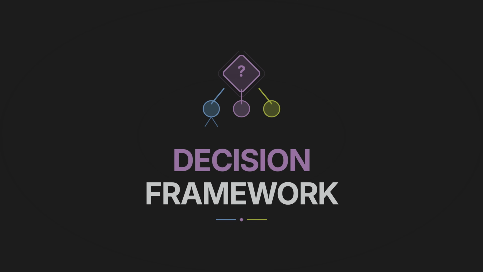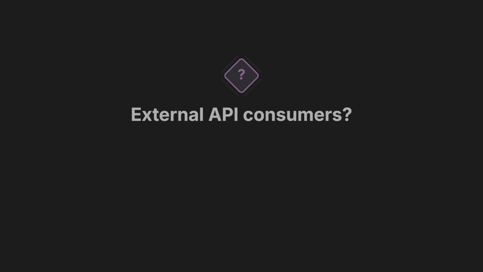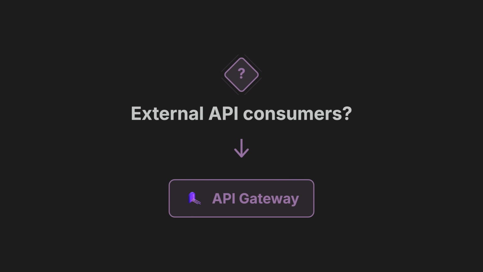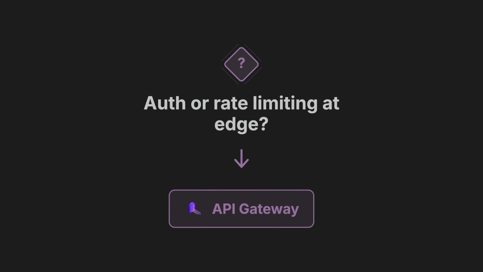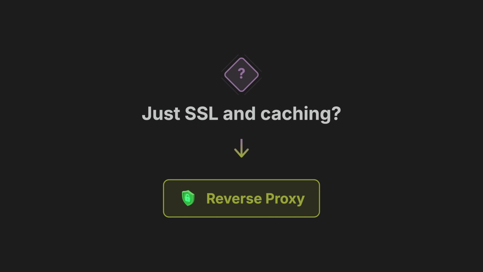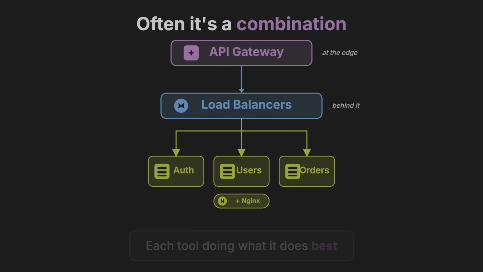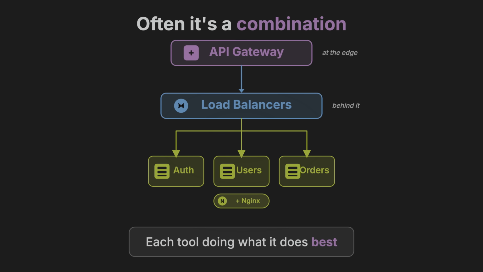Quick decision framework. Multiple instances of a service, you need load balancing. Exposing APIs to external developers, consider an API gateway. Need auth or rate limiting before requests hit your services? API gateway. Just need SSL termination and caching? A reverse proxy like Nginx is straightforward. Often, it's a combination. API gateway at the edge, load balancers behind it, Nginx at individual services, each tool doing what it does best.